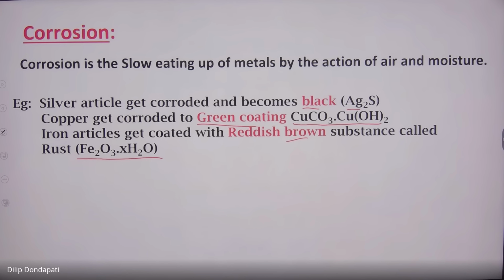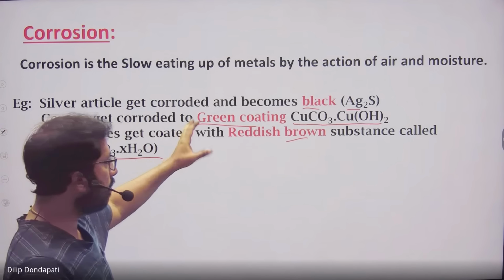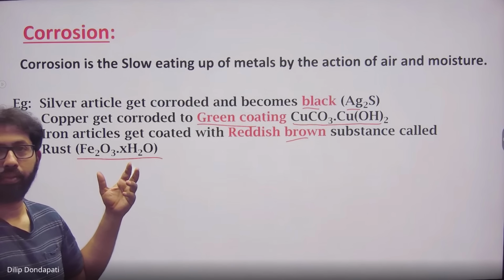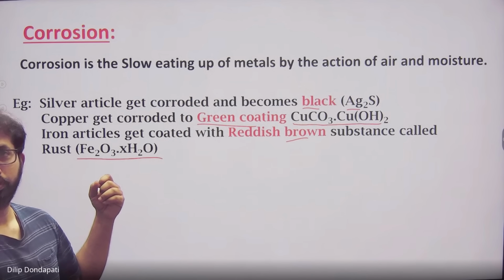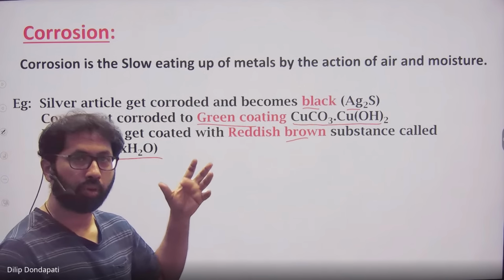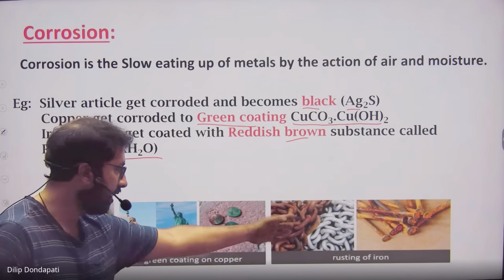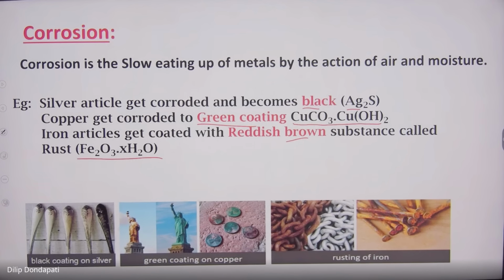Finished? Okay. So corrosion is a problem happening in every metal. To avoid corrosion, what do we have to do? Coating with paint. Some processes are there, right? After corroding, copper turns green, iron rusts and becomes reddish brown, and silver gets a black coating and becomes completely black.